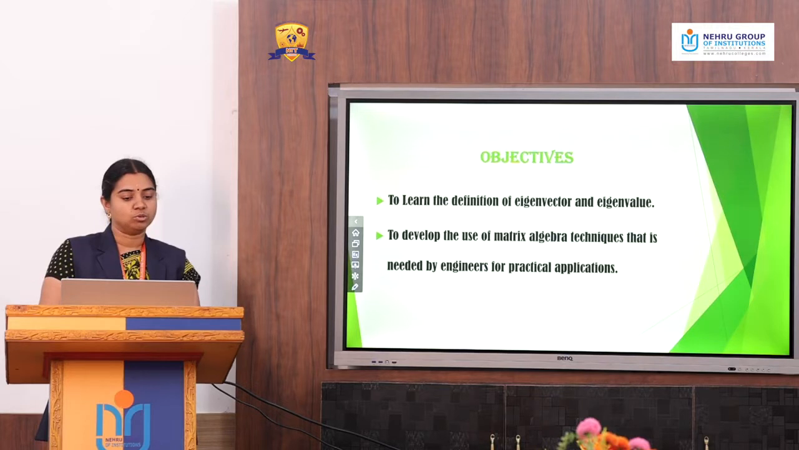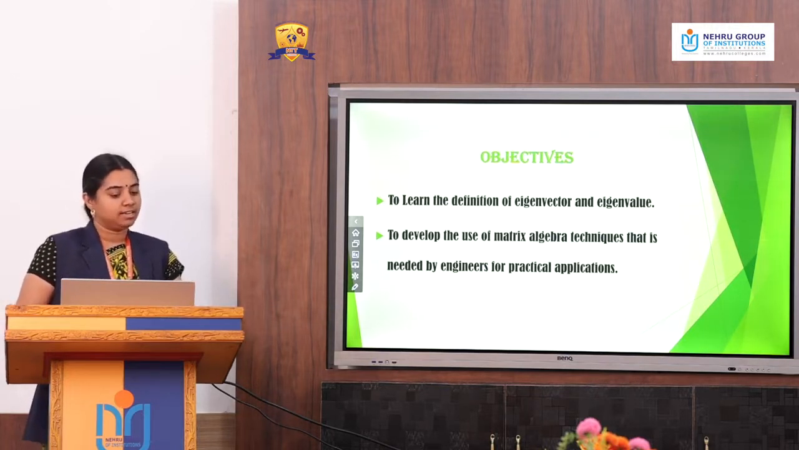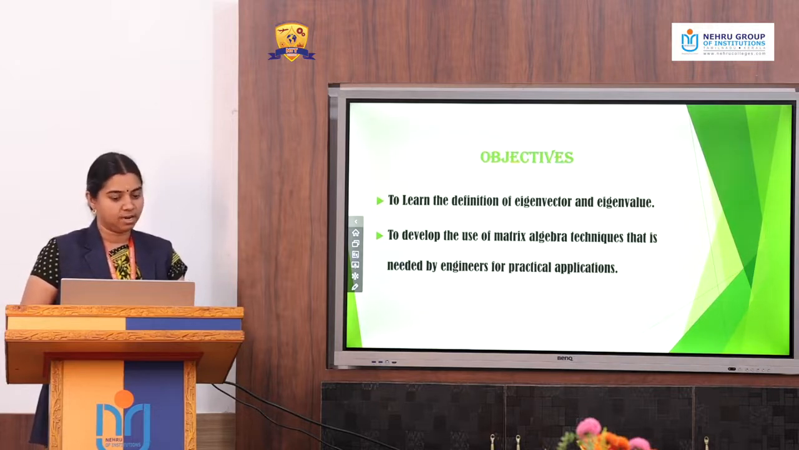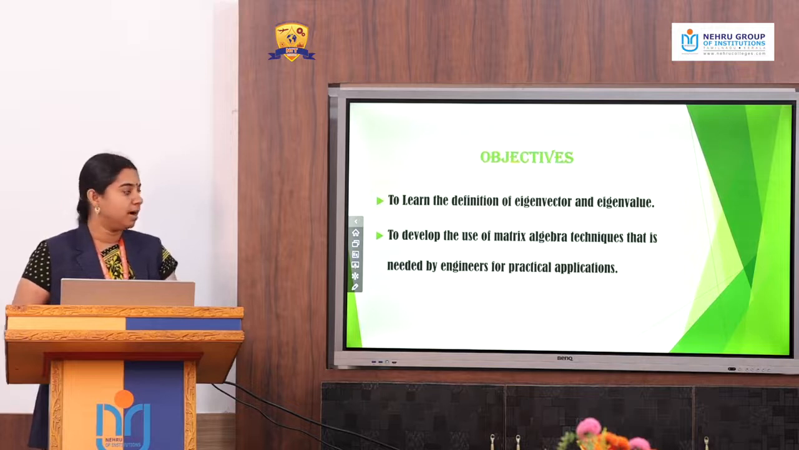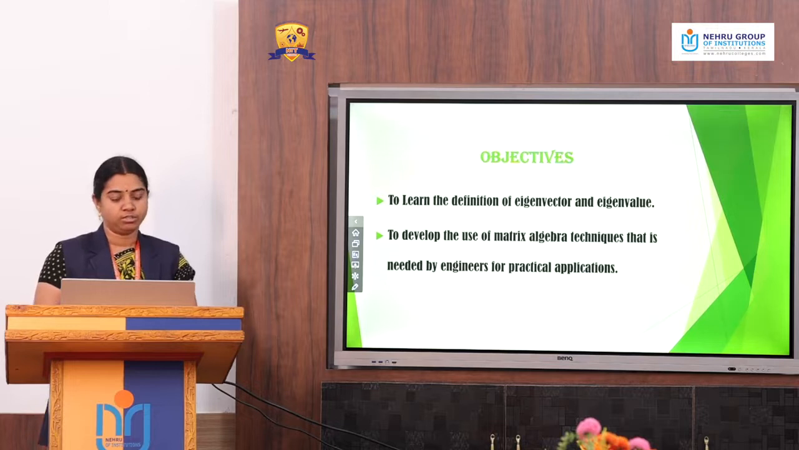That is nothing but to learn the definition of eigenvector and eigenvalues. The next objective is to develop the use of matrix algebra techniques that is needed by engineers for practical applications. Next we enter into the topics.